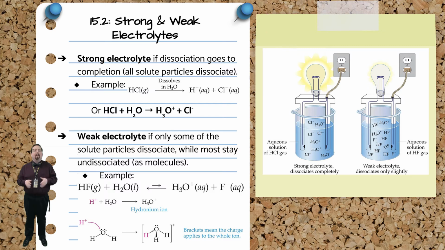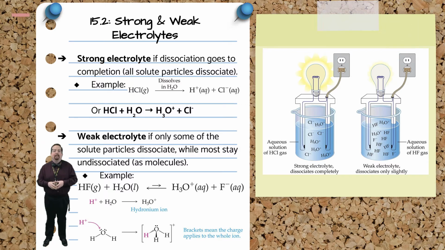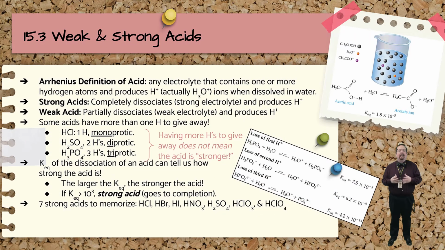Since most of the HF molecules stay as molecules, only a few ions are produced. Ions are still produced, so it's still considered an electrolyte, but based on the brightness of the bulb, it's clearly not as good at producing ions as HCl was. Like I said, we need to understand electrolytes before we can talk about acids and bases.